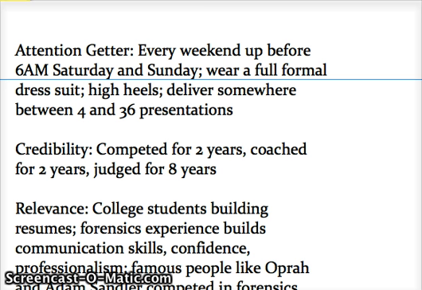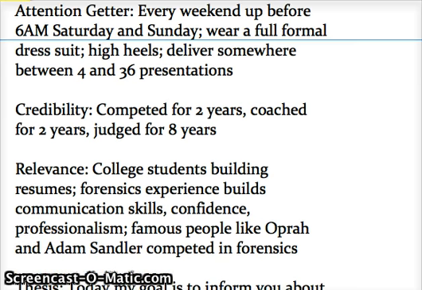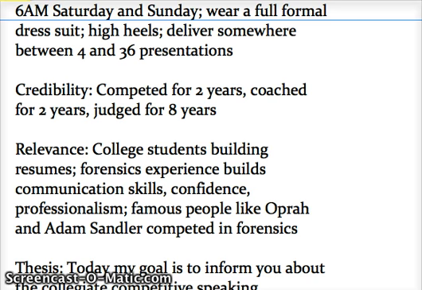Both through those 2 years that I competed, as well as for coaching for 2 years and judging for almost 8 years, I've learned an awful lot about what it's like to be a member of the forensics community. And there really are a lot of benefits to being a part of this community. Things like when you're part of forensics, you build your communication skills, your confidence, and your professionalism, all of which are important things for people like us who are trying to get jobs here in the near future.